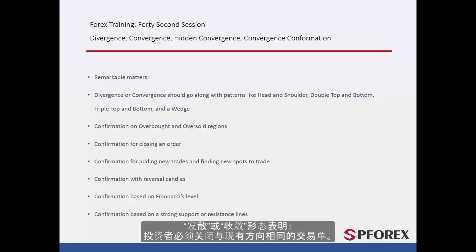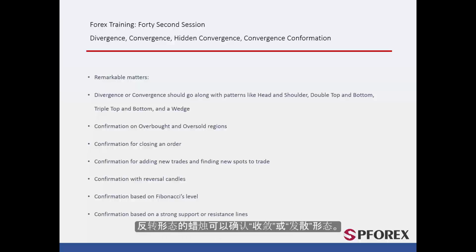Divergence and convergence confirm that a trader must close orders which have agreeing direction with the market trend. If there is a short reversal swing on a long trend, convergence and divergence can be exploited to detect points for placing orders with agreeing direction with the long trend.